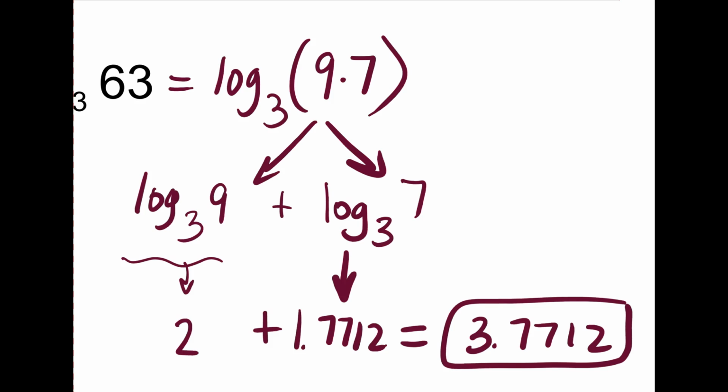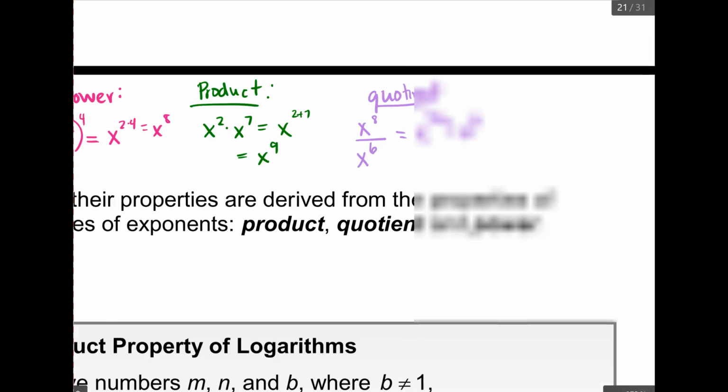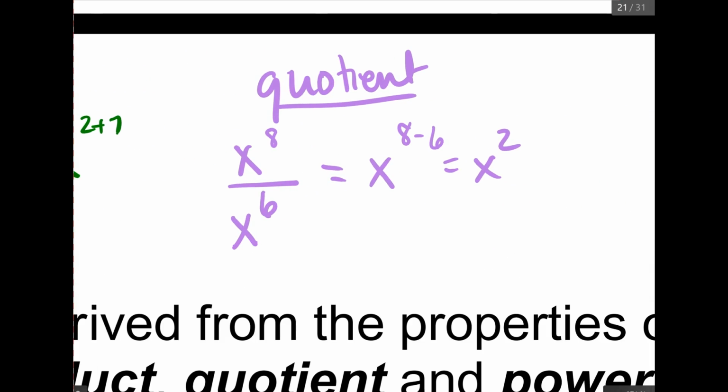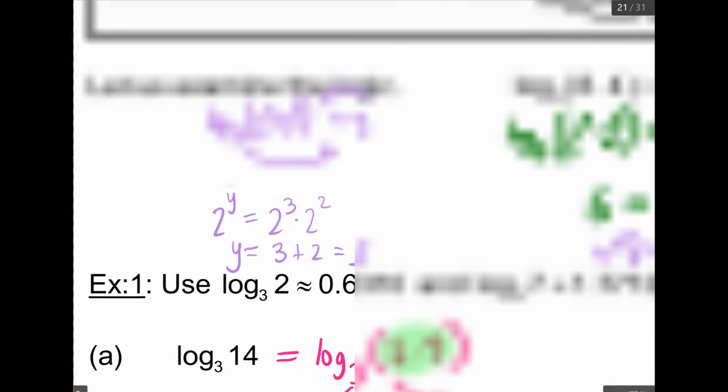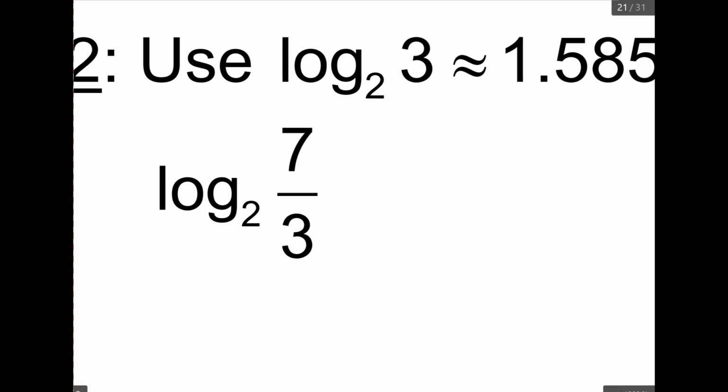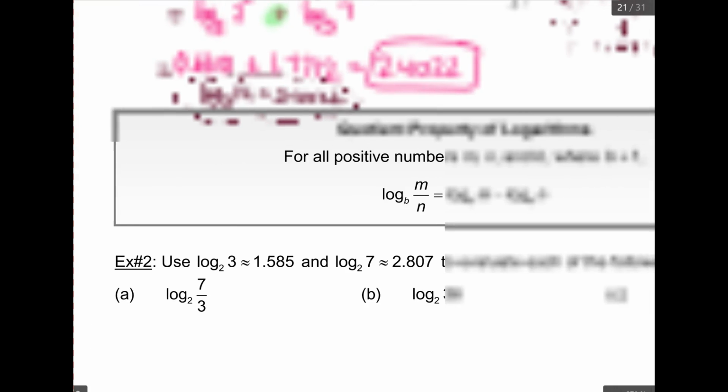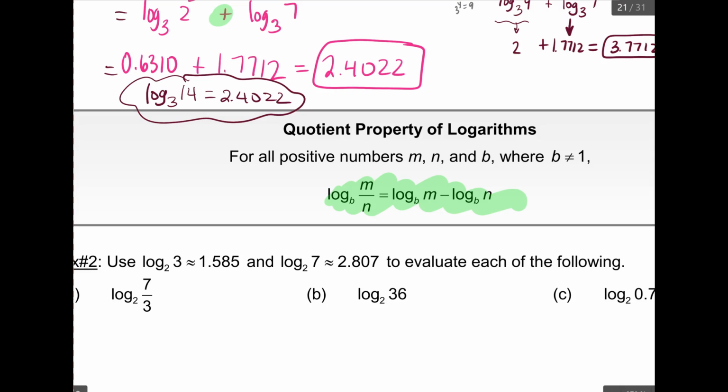Alright, so the quotient property. Remember how we did quotients with exponents? Yes, we subtracted. So it's almost like we're going backwards. If I'm dividing two bases, I'll be subtracting the exponents. Here, the thing I'm taking a log of, if it's dividing, I could split it up by subtracting log of the top minus log of the bottom. Literally log of the top minus log of the bottom when you have something in a fraction.